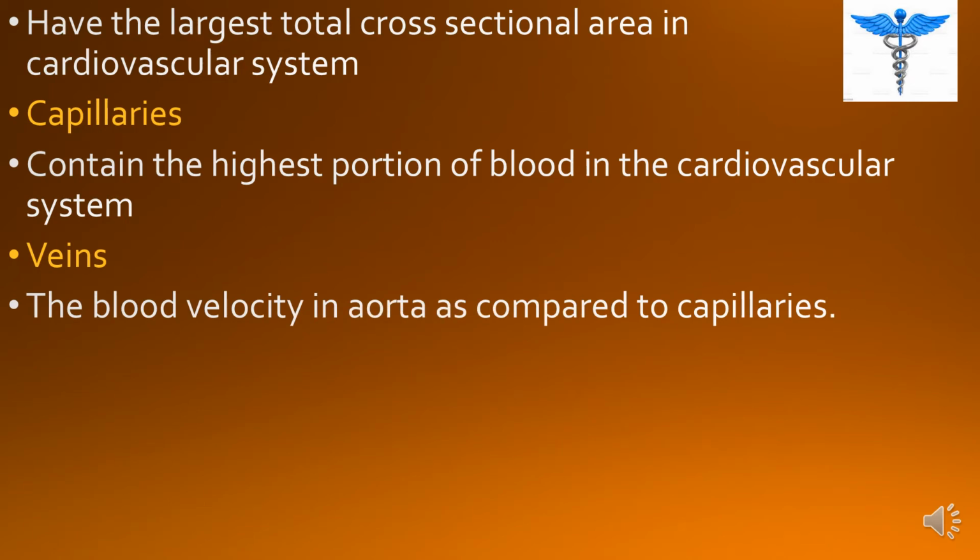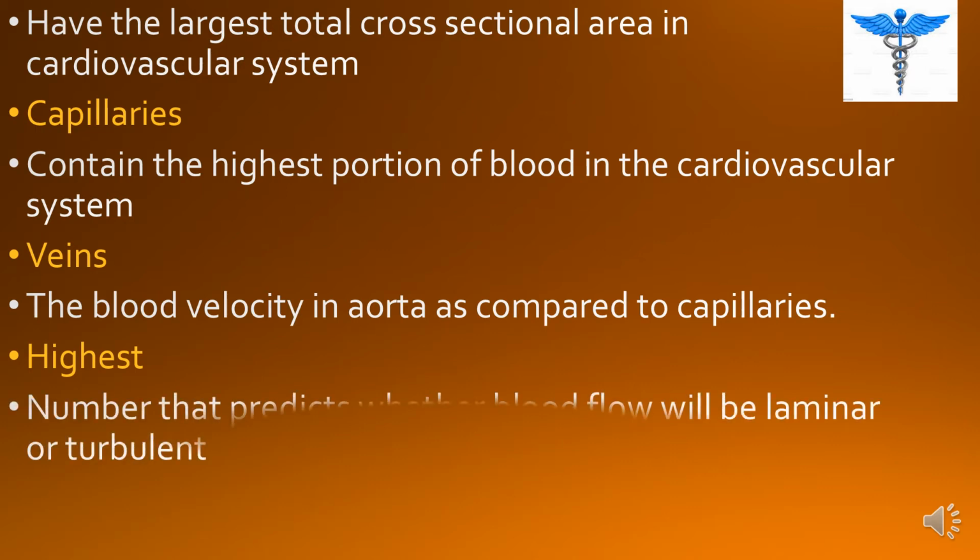The next question is about the blood velocity in the aorta as compared to capillaries. Now we studied a few minutes previously that blood velocity depends upon two factors: one is the blood flow and the other is the cross-sectional area. If the cross-sectional area increases, it will decrease the velocity. So we know that the capillaries have the greater cross-sectional area and the velocity there will be minimum. But here they are asking about the blood velocity in the aorta. The aorta has greater blood flow and it has lower cross-sectional area as compared to capillaries. Therefore the blood velocity in the aorta will be highest.